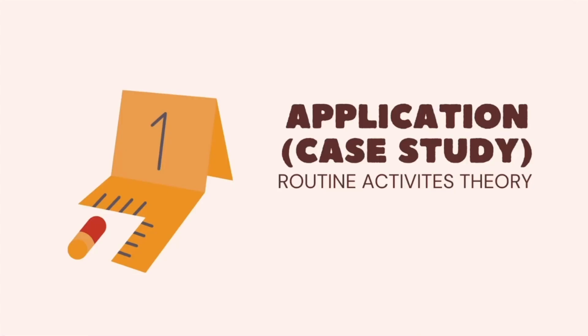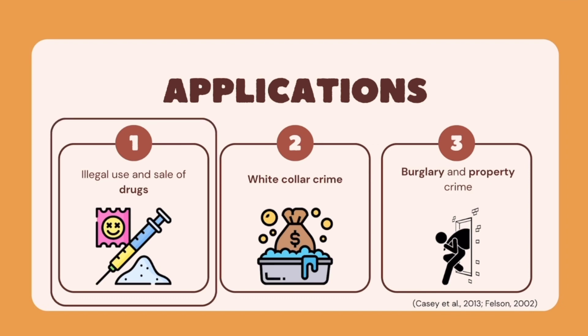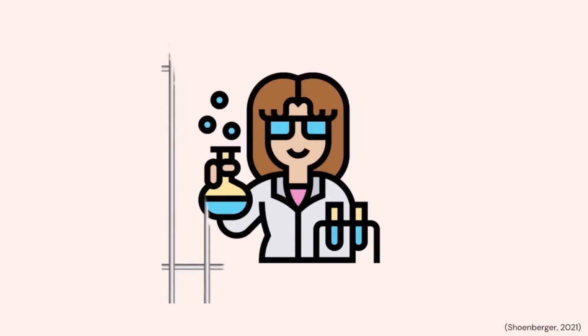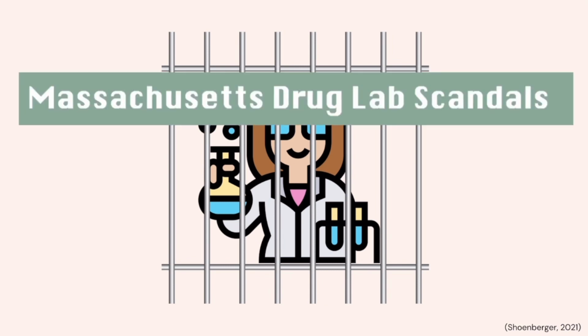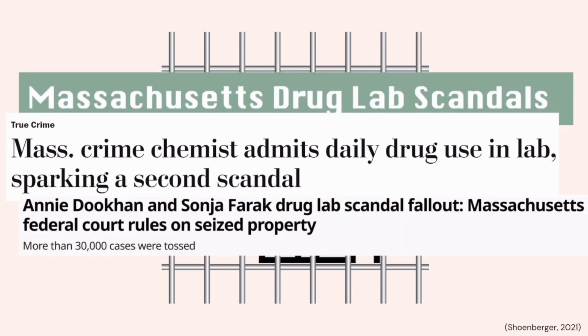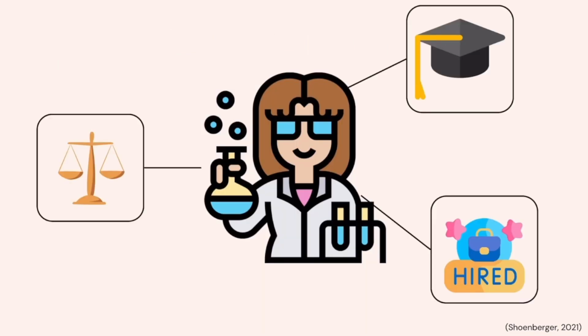Routine activities theory applies to various crimes, including drug-related and white-collar crime. Though it is most strongly linked to burglary and property crime, our case study will focus on drug-related crimes. In 2014, forensic chemist Sonia Farak was convicted for tampering with and using drug samples at a Massachusetts drug lab, compromising thousands of criminal cases. But how can an educated, law-abiding professional commit such a crime?